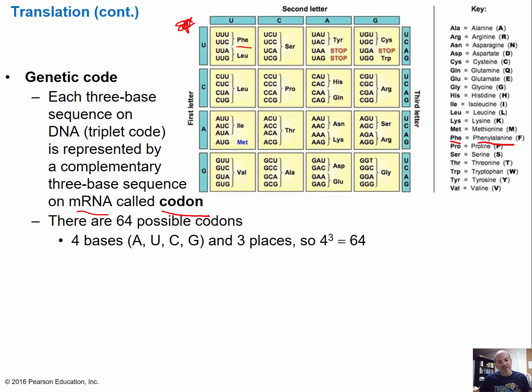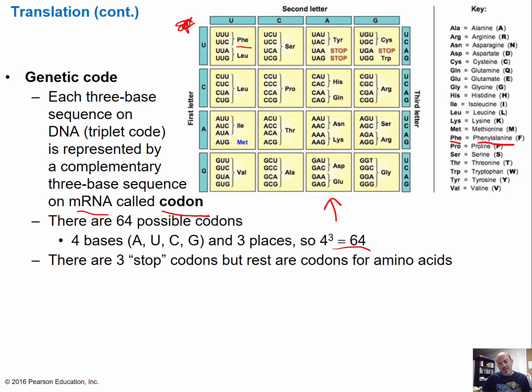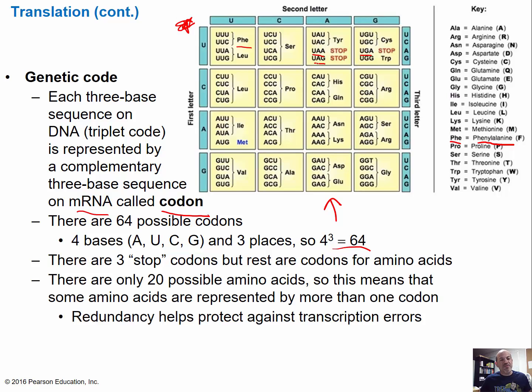As I mentioned, there are 64 possible codons because we have 4 bases in 3 places. For each position there are 4 possibilities, so the calculation comes out to 64 possibilities, which are all represented up here in the chart. There are 3 stop codons, and the rest of the codons do code for amino acids. You can see the stop codons up there in the genetic code. They are UAA, UAG, and UGA. If you get a codon with one of those triplets, that's where the termination stops. That's where you will stop and terminate the translation process.